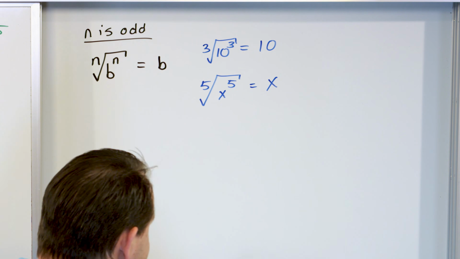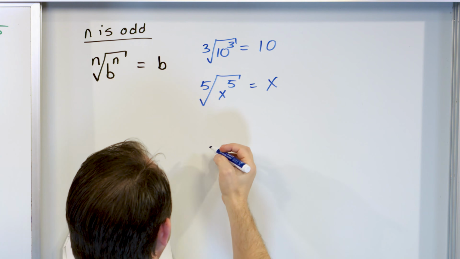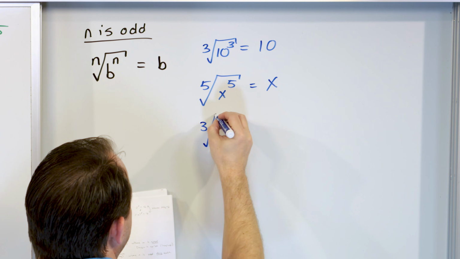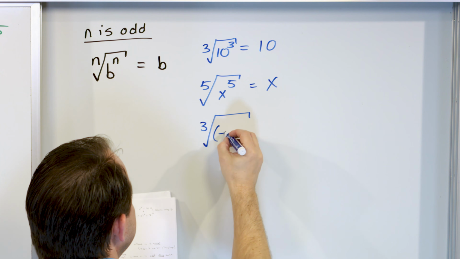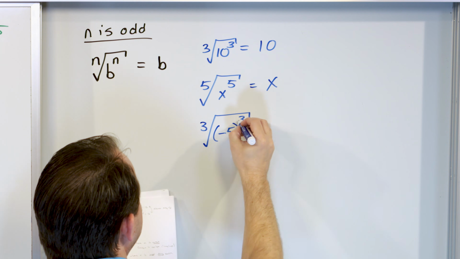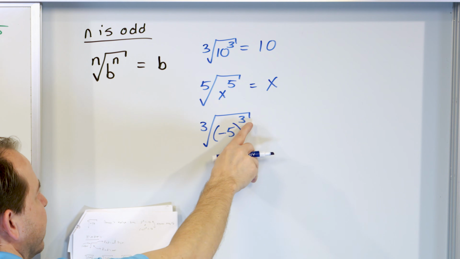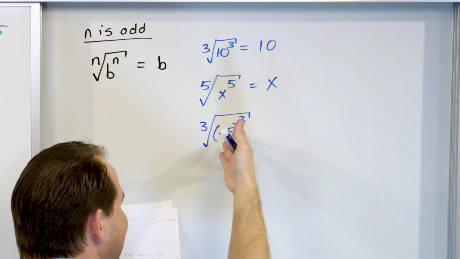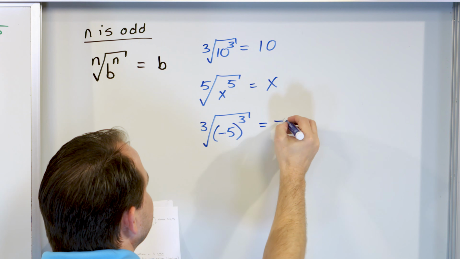It even works if you have something negative under there. For instance, if I have the cube root, again, n is odd, and over here I have negative 5 raised to the third power. I have a negative 5 raised to the third power, right? So the cube root and the cube will then cancel, leaving me with what is underneath there.